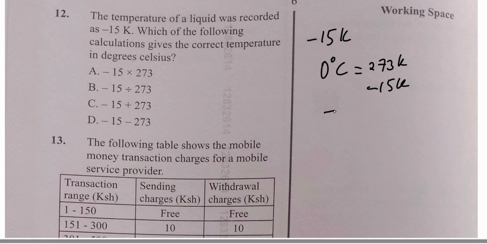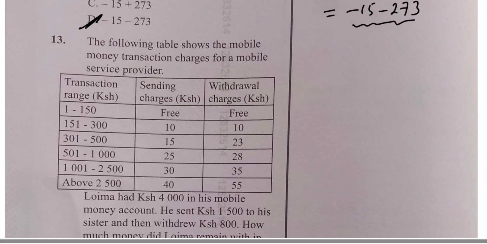Therefore, you are subtracting. So you're taking negative 15 minus 273. It gives you an answer, but that's not what you are asked for. You just give the correct calculation, and this is your correct calculation. So this is question 12. Now for question 13, also very simple work.